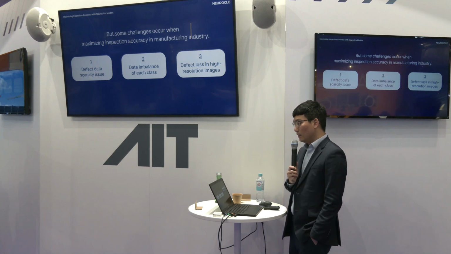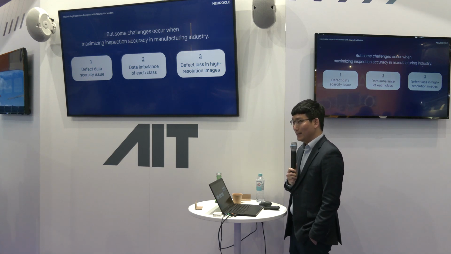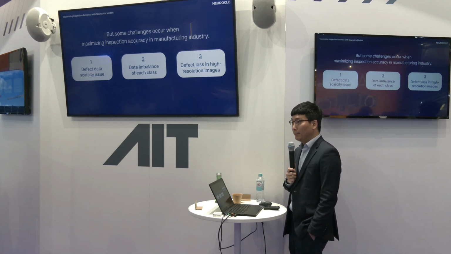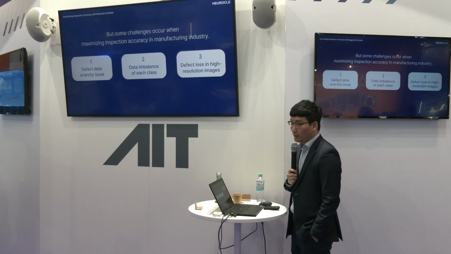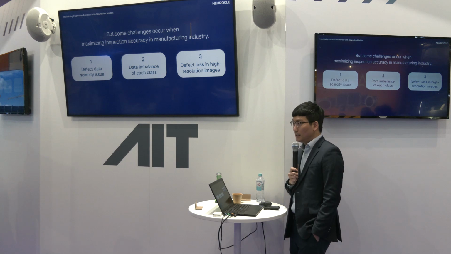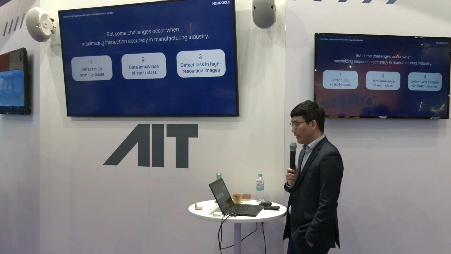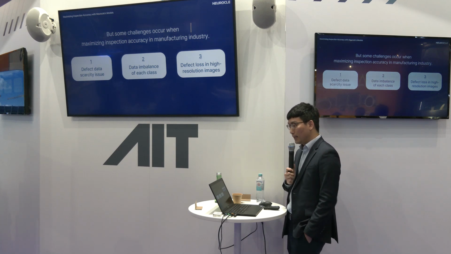Secondly, there is data imbalance between classes. For example, if you have five different types of defect, maybe one or two types you can easily gather, but the others rarely happen. In that case, we also have to think about how to solve this problem.